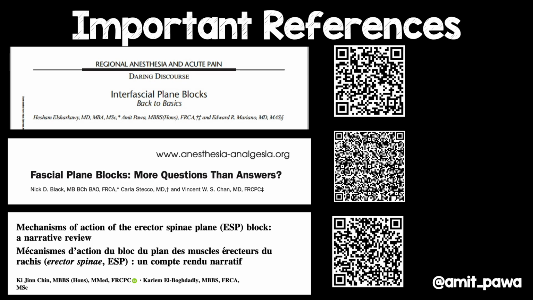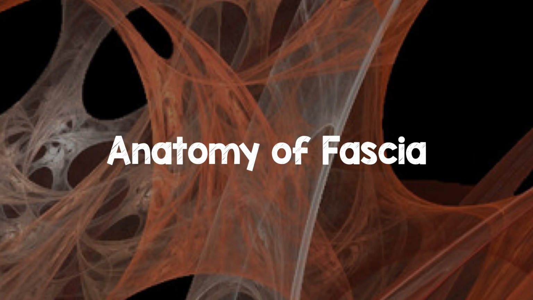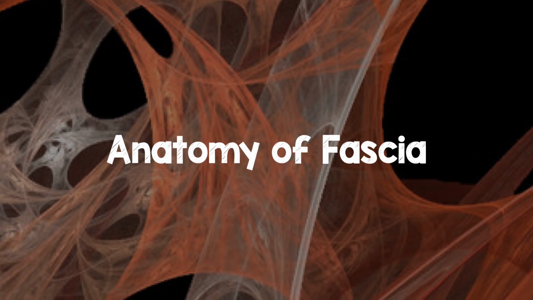The first is a paper I wrote with Hesham El-Shakawi and Ed Mariano called Interfascial Plane Blocks, Back to Basics. And then 2 more interesting narrative reviews. One of them here is Fascial Plane: More Questions Than Answers, written by Nick Black, Carla Stecco, and Vincent Chan, and another paper by Keegan Chin and Karim El-Bogdadli, looking at how the ESP might work, another narrative review. So these three important papers. But let's start off by looking at the anatomy of fascia.